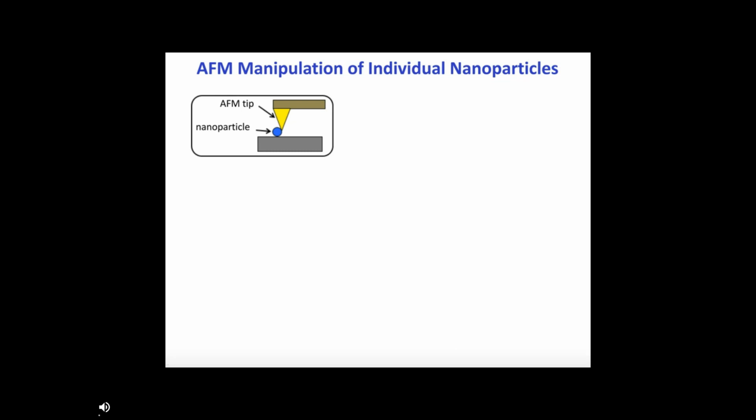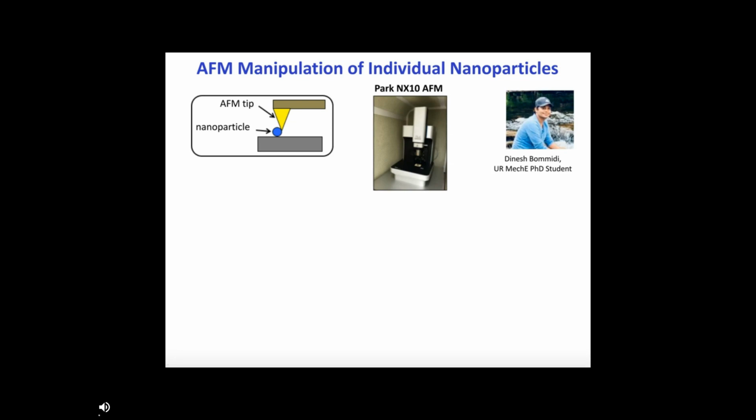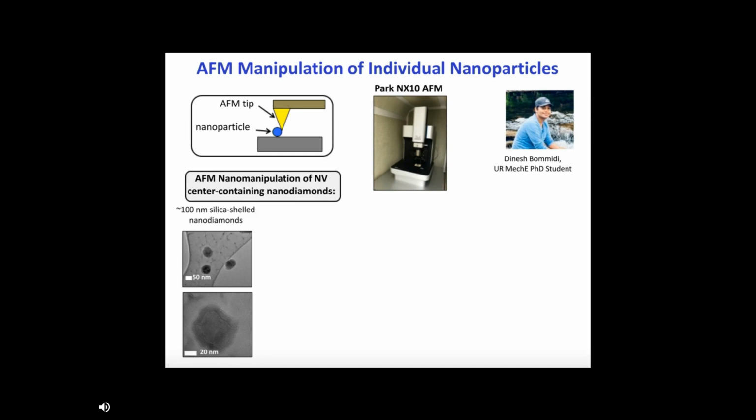temperature. So the way that we do that, and a lot of this work right now is being done by my graduate student, Dinesh Pamiti, is that we essentially hack the nanolithography mode on our Park NX10 AFM, and then we use that to position individual nanoparticles on various solid substrates. And so the examples that I'll show here are for individual nanodiamonds that are about 100 nanometers or a bit less in diameter. But again, we apply this technique quite broadly to all kinds of nanoparticles.